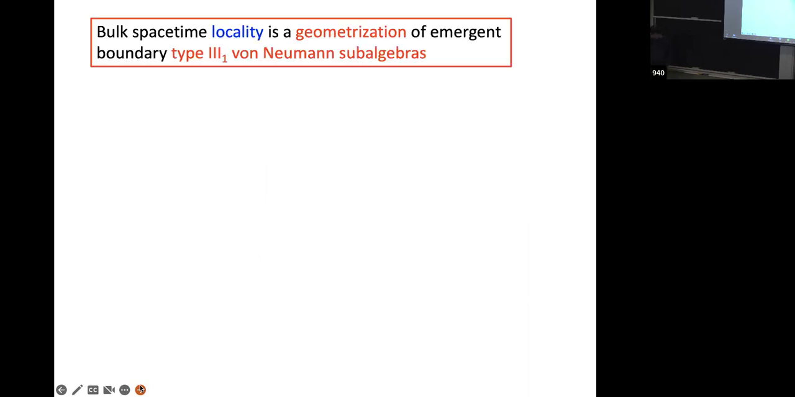Before we continue, let me say a little bit about the slogan which I want you to get. The bottom line I want to convey is that bulk spacetime locality and the various geometric notions can be understood as a geometrization of emergent boundary type III_1 von Neumann subalgebras. This sentence looks a little bit exotic. The claim is that in the large N limit, when you take the limit of infinite number of degrees of freedom on the field theory side, there are lots of emergent type III_1 von Neumann algebras. And it's precisely due to the emergence of these type III_1 von Neumann algebras that they are responsible for the emergence of spacetime.